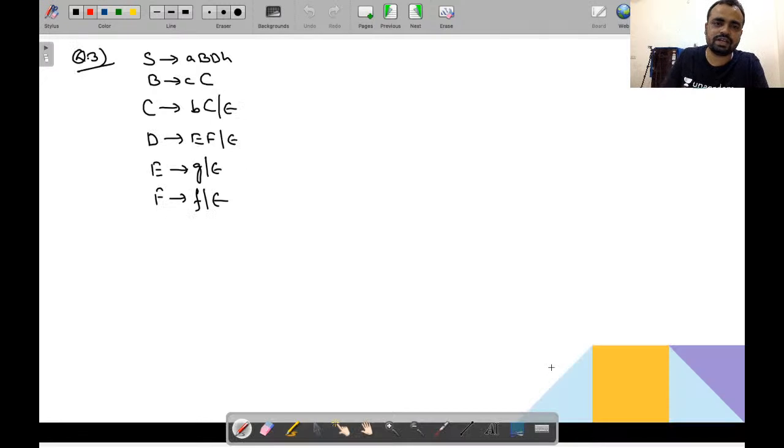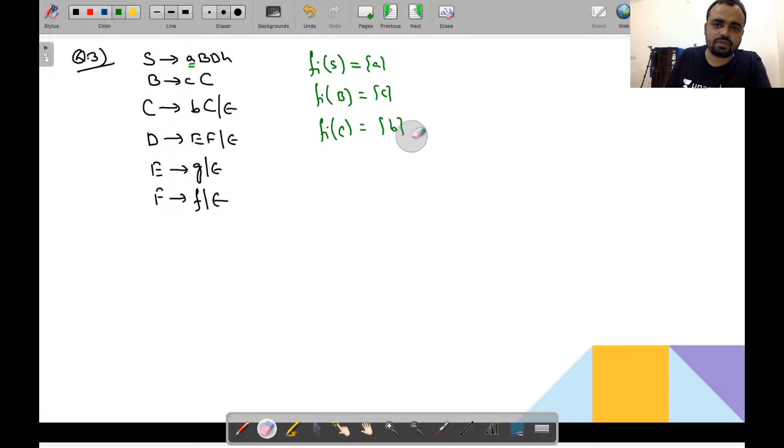Similarly, let's come to the next example. This is the next example which is given. So again you have to find the same thing over here. So the first of S, what is here? The first of S is A. Similarly, the first of B. What is the first of B? This is the small c. Similarly, what is the first of C? The first of C is small b and epsilon. The first of C is equal to b comma epsilon, because this is the first and this is the first.